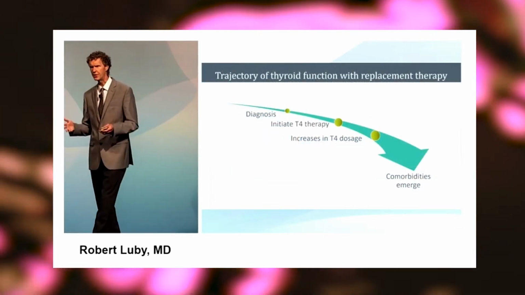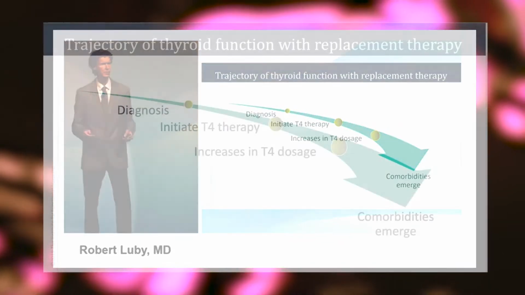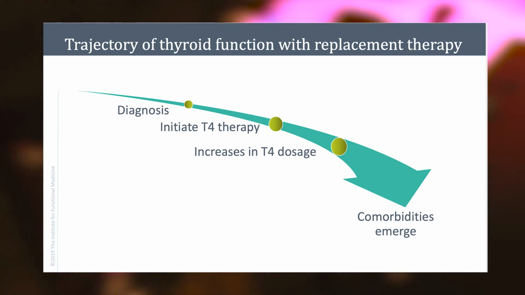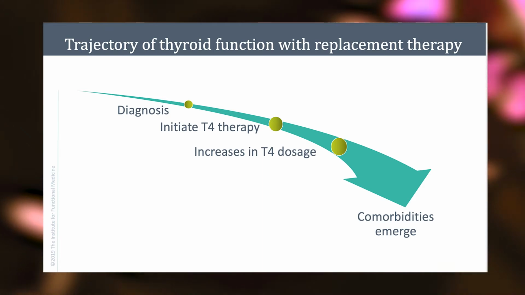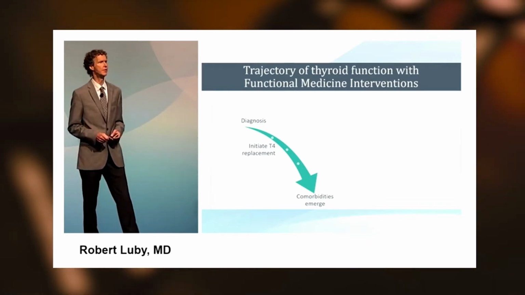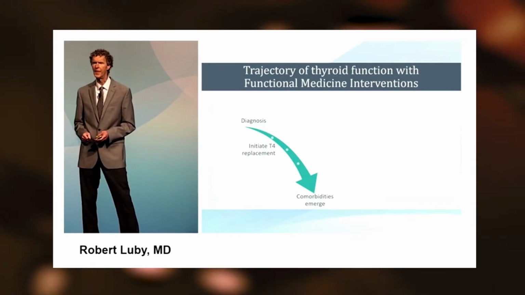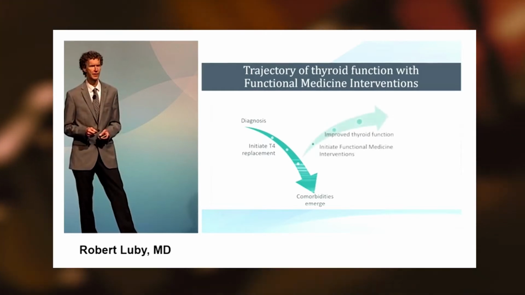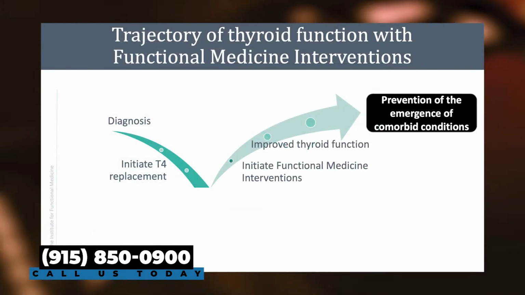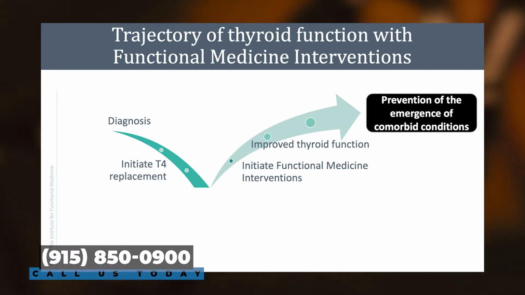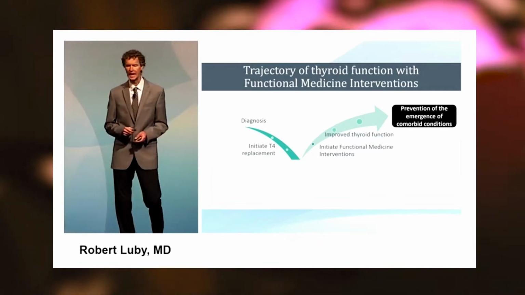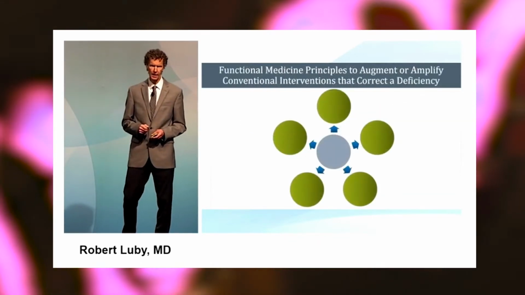So here's the trajectory of thyroid disease as we currently treat it. We diagnose, we initiate T4 replacement, good evidence-based medicine. We increase the dosage, and probably comorbidities emerge. By the end of this presentation, let's shift our thinking and shift that trajectory. We may need to initiate T4 replacement to help the patient feel better. But then, let's initiate functional medicine interventions. We can get improved thyroid function. We might be able to lower that T4 dose. We might be able to get the patient off of T4 and prevent those comorbid conditions. And you can do it with what you've learned in this course thus far, and many times without labs, without supplements. And this is how you'll do it.